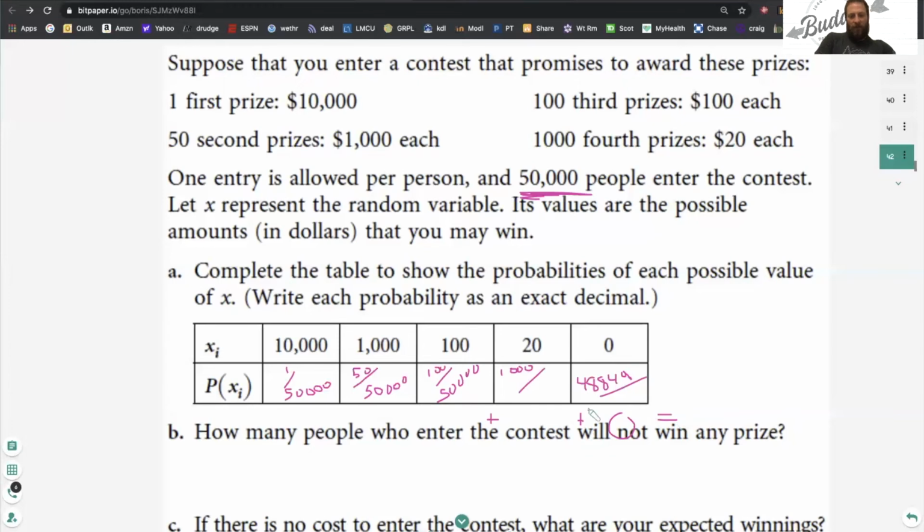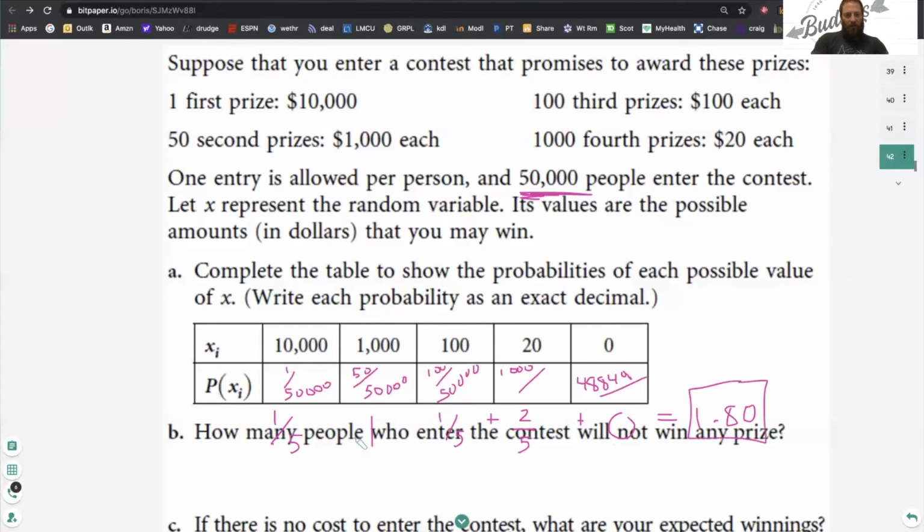I'm going to do that in a second, and I will see what I get. But I need my calculator. All right, so you're going to win, on average, $1.80. Your expected value is $1.80. So despite these massive prizes, because there are so many people, your expected value is really not that great.